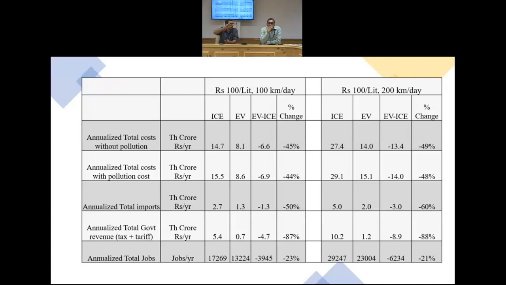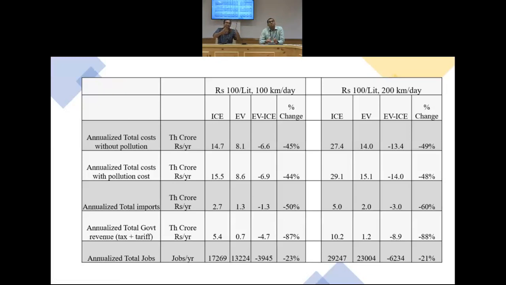But the interesting thing is the cost savings that accrue to consumers across the life cycle is much, much more. It jumps from 6.66 on the top row. In the third column, EV minus ICE, it was a 6.66 thousand crore reduction in costs. Now it's 13.4, almost doubling. When you double the driving from 100 to 200, you double it. When you look at fuel revenues, annualized total government revenues, that was negative 4.7. It doesn't double, it only goes up to negative 8.9. So first of all, the negative 6.6 is a greater savings than the negative 4.7.